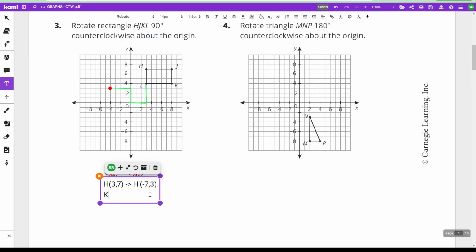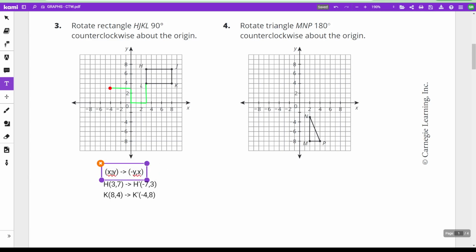Now we can also do the same thing for, let's say, K. K is located originally at 8, 4, and when it's transformed to K prime, the two values are going to flip, right? So the y value is going to be in the x-coordinate spot, so it's going to be 4, 8, and this first coordinate is going to turn negative, right? So we basically have taken our x, y's, we flipped them, and made the first one negative.